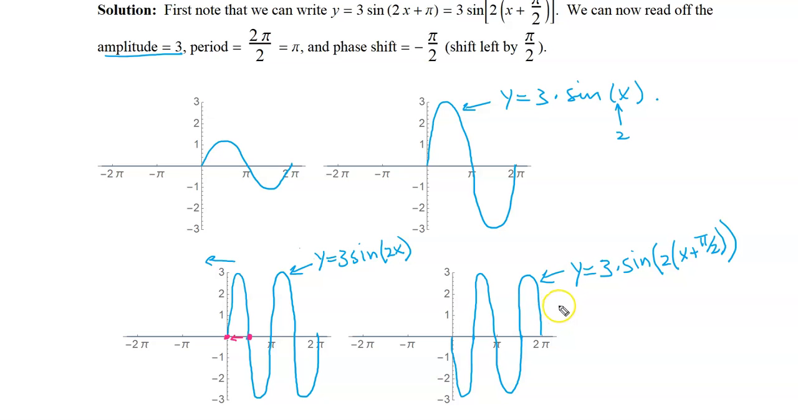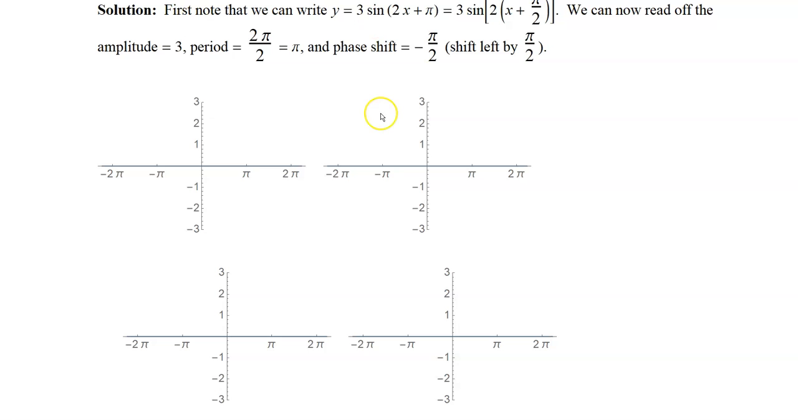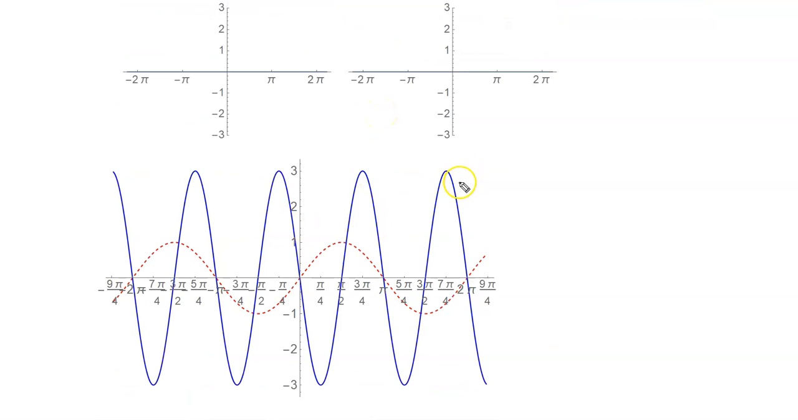So you notice how we took it in stages. We first of all changed the amplitude, then we changed the period, and then we did a phase shift to the left by pi over 2 units. And let's just see how the computer graph compares to what we have down here. And so right here we have a computer graph of this function, and you see that does look exactly like what we had sketched.